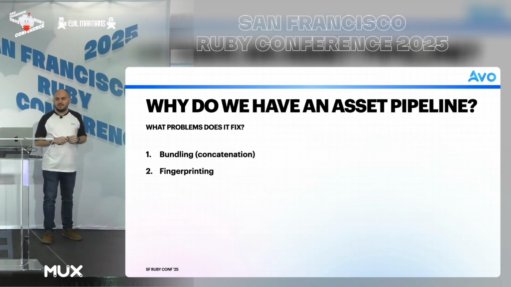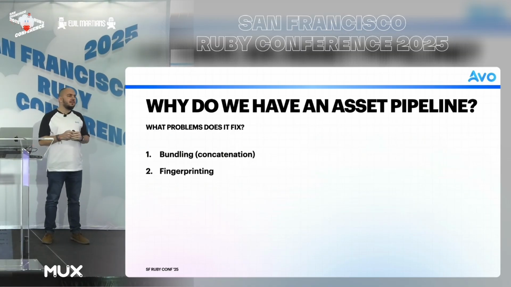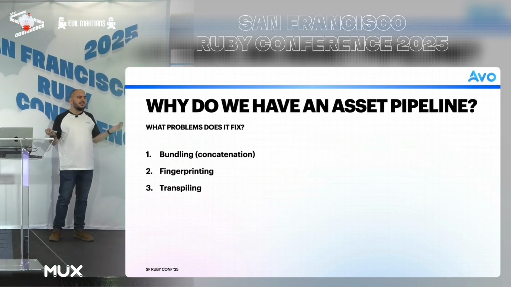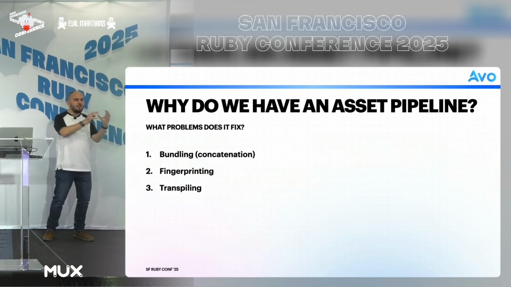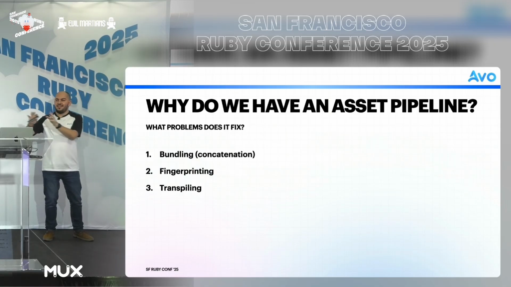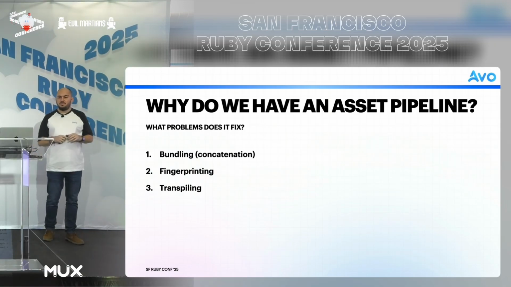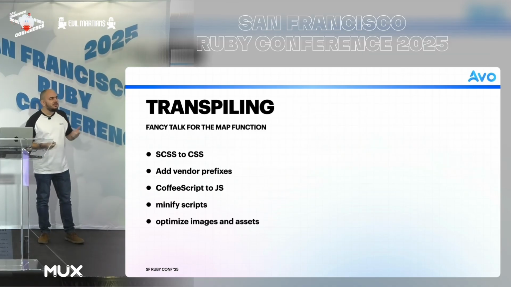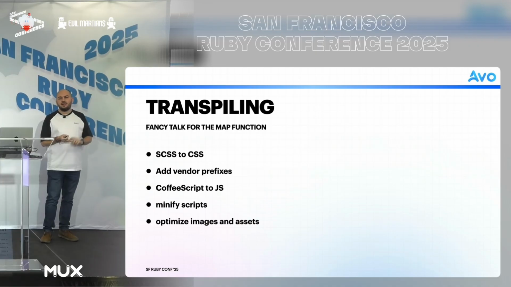And another helpful thing that the asset pipeline helps us with is transpilation, which again is a fancy word of, take this code, pass it through a function, update it, and then put it out there public. And some common use cases for transpilations were Sass to CSS, CoffeeScript to JavaScript, adding vendor prefixes, minifying scripts, maybe even optimizing images and SVGs.